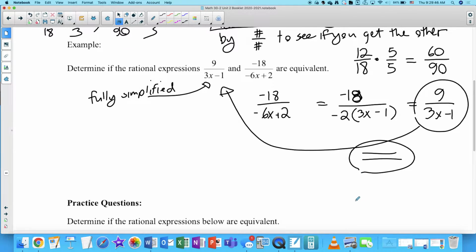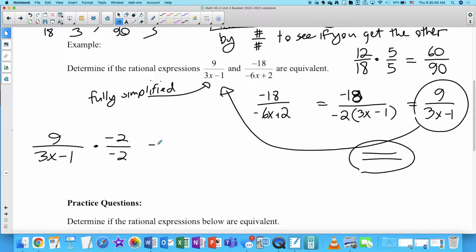The other thing that you can do, though, is take this 9 over 3x minus 1, and ask, can I multiply the numerator and denominator by the same thing to get negative 18 over negative 6x plus 2? What I usually do when I'm trying to do it this way is focus in on either the numerator or the denominator. So I might ask, what would I have to multiply 9 by to get negative 18? 9 times what is negative 18? Negative 2. So I'm going to try multiplying this by negative 2 over negative 2, because that works for the numerator. If I also get the same thing in the denominator, they're equivalent. If I don't, they are not equivalent.